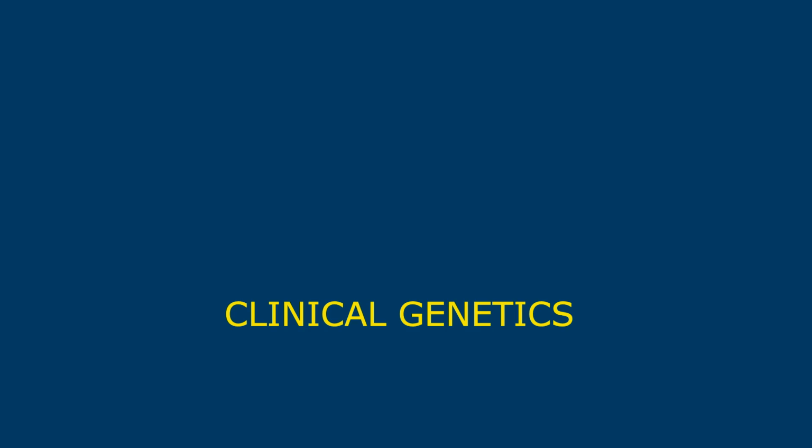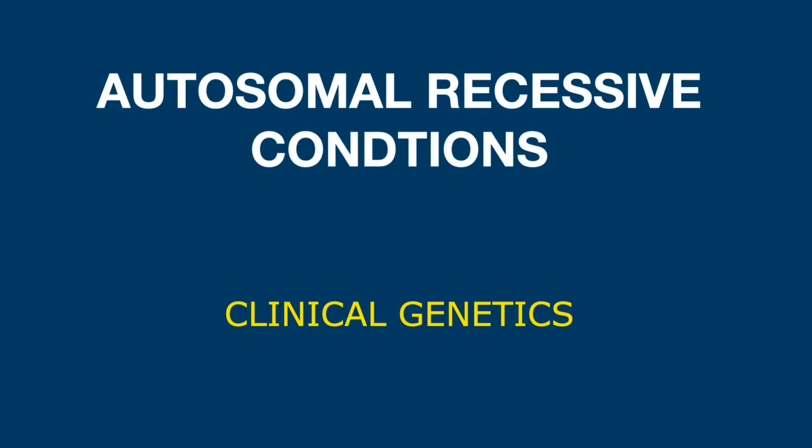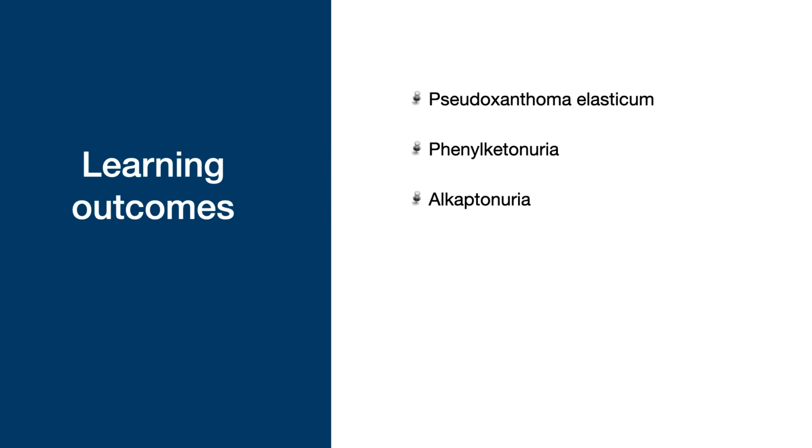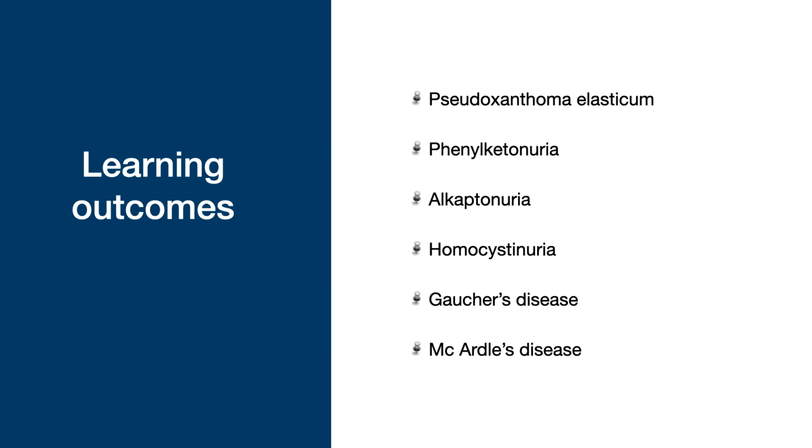Hello and welcome to the topic Autosomal Recessive Conditions in the module Clinical Genetics. Here we will be discussing conditions such as pseudoxanthoma elasticum, phenylketonuria, alkaptonuria, homocystinuria, and Gaucher's disease as well as McArdle's disease. Let's get started.